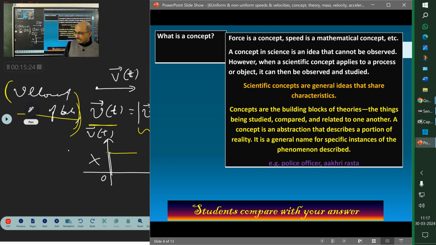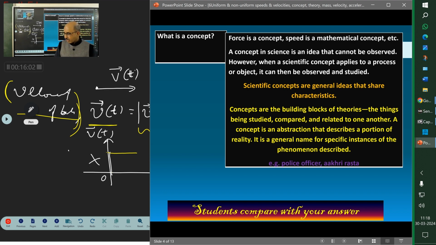A concept is an abstraction that describes a portion of the reality. It means a concept in itself may not be real, but it is a part. So supposing you want to now learn about motion, describe motion, measure motion. Force is one of the concepts that is helpful to you to understand the nature of the motion. Distance is one of the concepts that help you to understand the nature of the motion. Understand? So a concept is an abstraction that describes a portion of the reality.